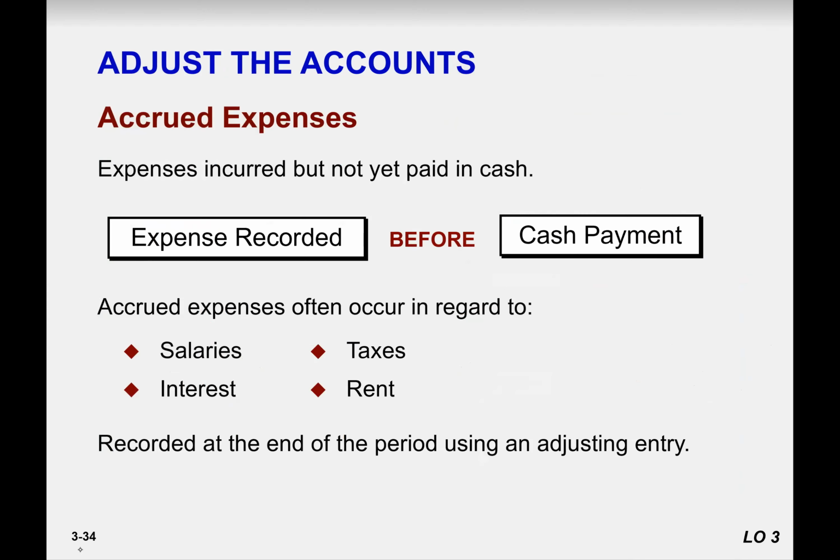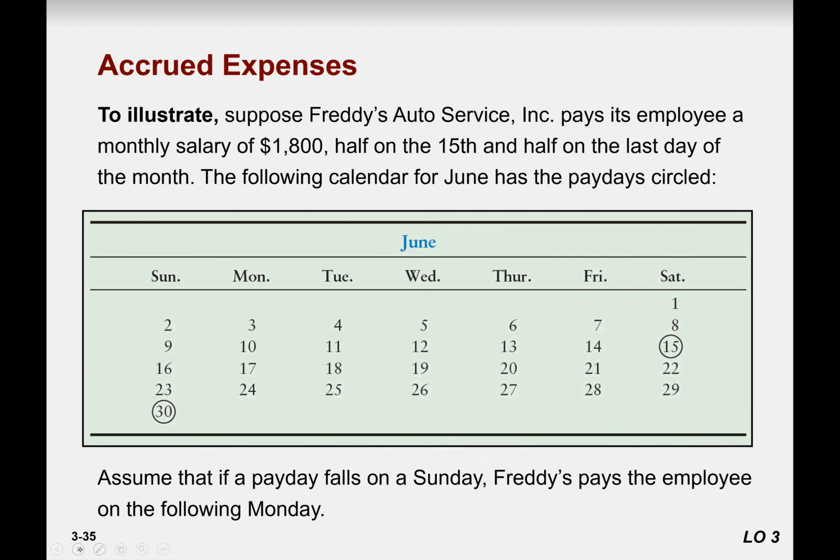So let's do some examples here. In companies, we have rules for when the payments are going to be made. Let's talk about this illustration here. Suppose Freddy's Auto Service Incorporation pays its employee a monthly salary of $1,800, half on the 15th and half on the last day of the month. The monthly salary is 1800. Half he will be paying on 15th and on the 30th or the last day of the month.